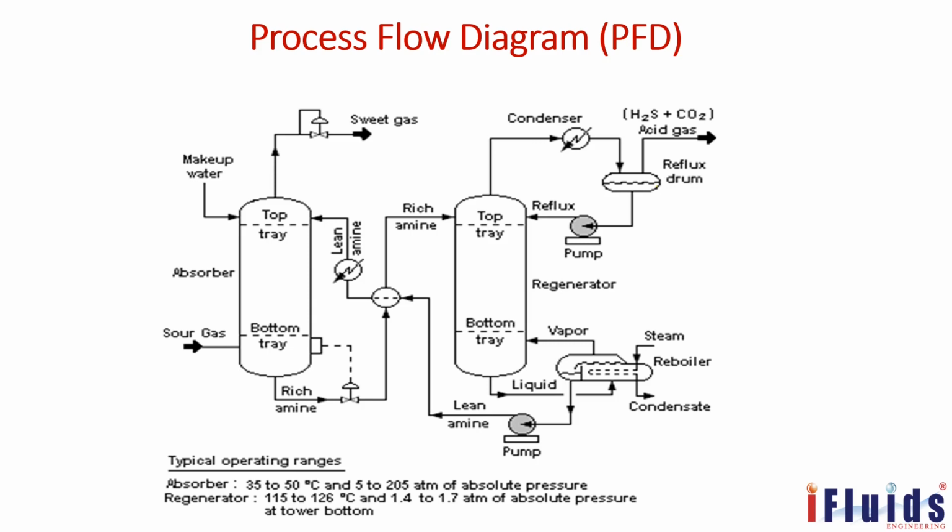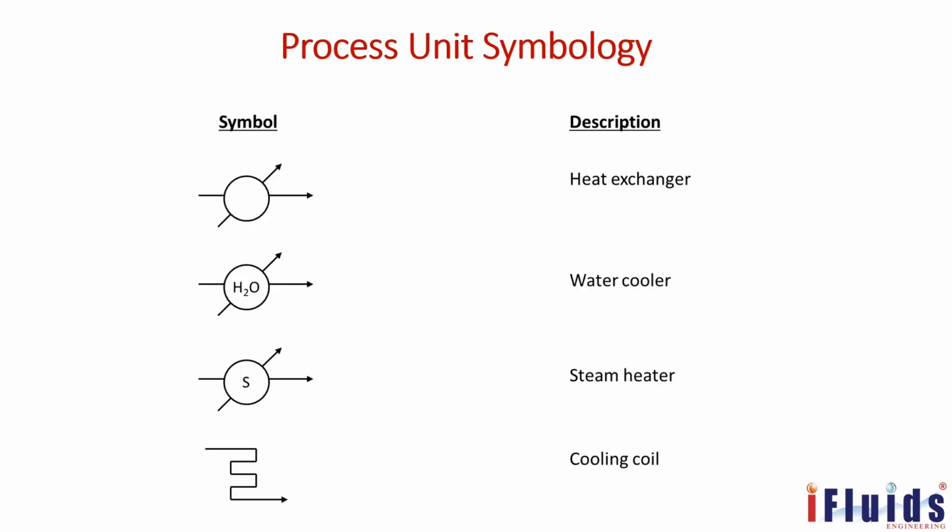Then the major valve in the sweet gas line, there is one valve. In the rich amine line also one control valve is there, a level control valve. The important valves we have shown here. Some operating ranges, as already told, we have to mention: the operating temperature below 35 to 50 degrees and 5 to 205 atmosphere pressure. Like that, we have to show the important parameters.